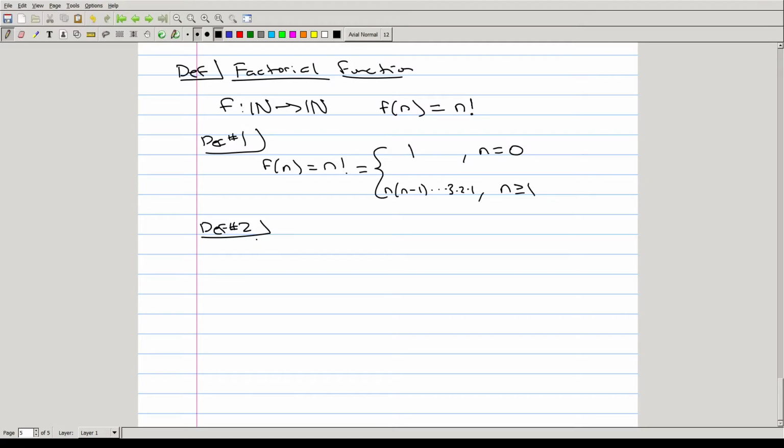Definition number 2 is what's called a recursive definition. You start by defining 0 factorial as 1, and then for any n greater than 0, n factorial is going to be n times n minus 1 factorial.